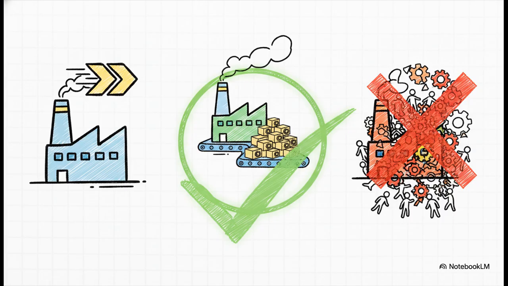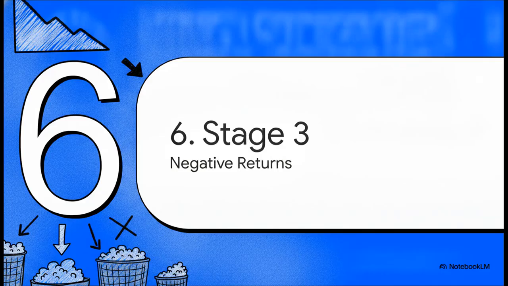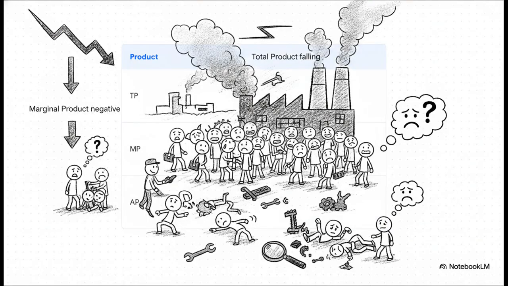A rational producer is going to keep hiring right on through stage 1, pushing deep into stage 2 to extract the maximum possible overall output right before those extra workers start contributing absolutely nothing. And that leads us to Section 6, Stage 3, Negative Returns. Stage 3 is where the factory floor just descends into pure, utter chaos.